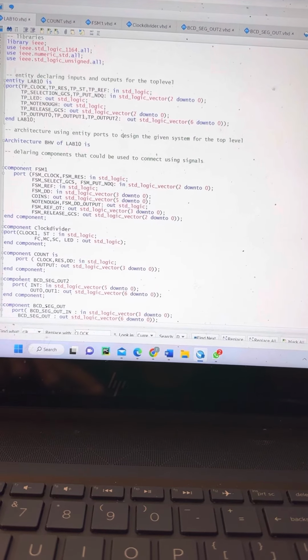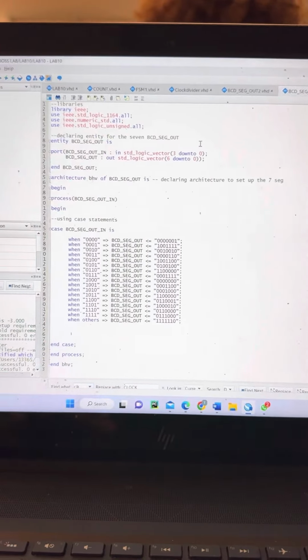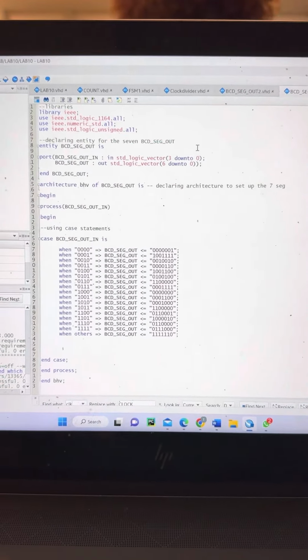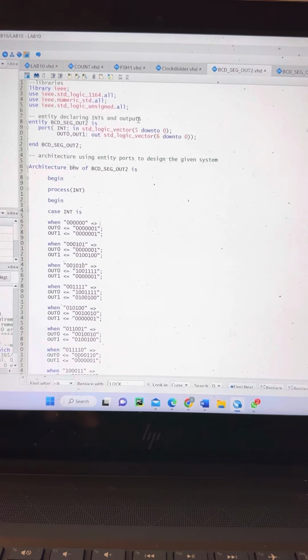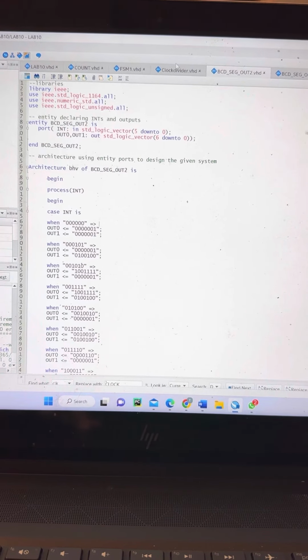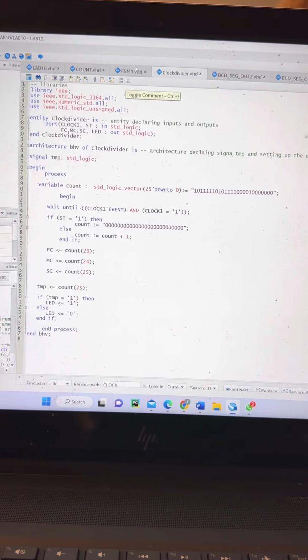Let me just go over my first. This is pretty much my 7 segment, using the design from the previous labs, and this is from Lab 9, same as the other segment. Then you have the clock divider, which is pretty much the same one that I used in Lab 9.